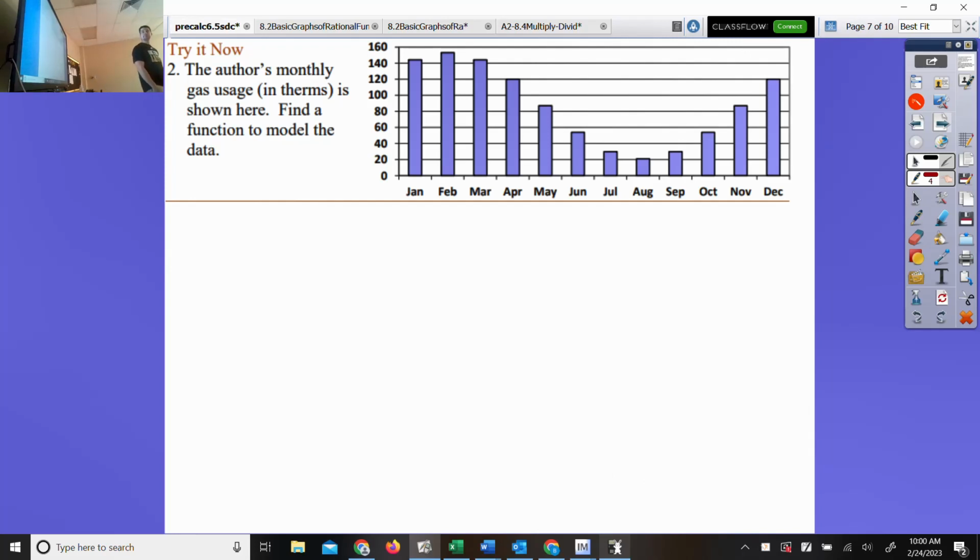Here's another one. This is the author's monthly gas unit in therms. You ever hear of a therm?